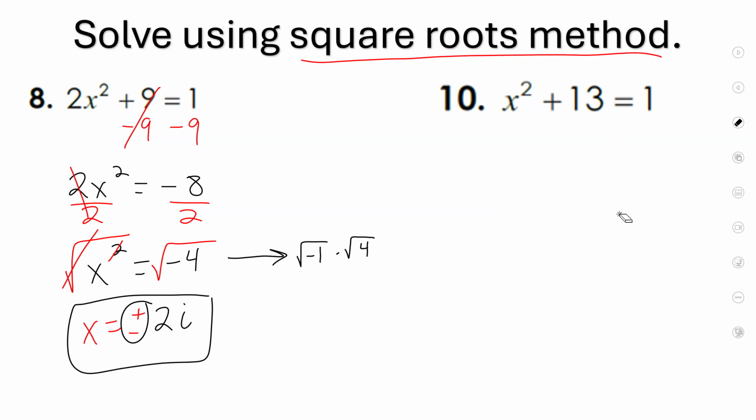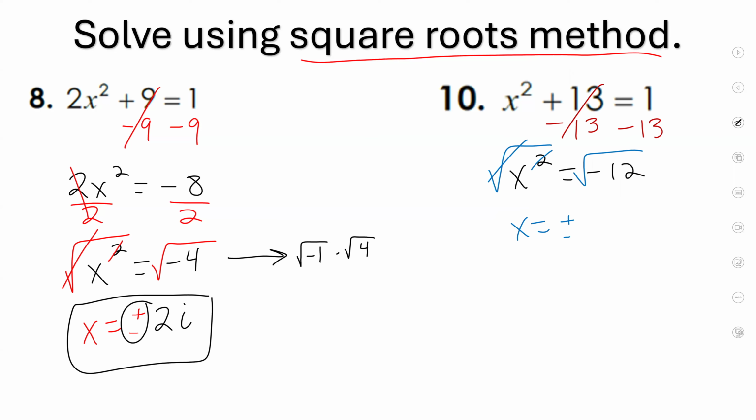All right, so what do I do first? Yep, subtract 13. I'm going to have x squared equals negative 12. We're going to square root both sides. Whenever I square root both sides, I'm going to have a plus and a minus answer.